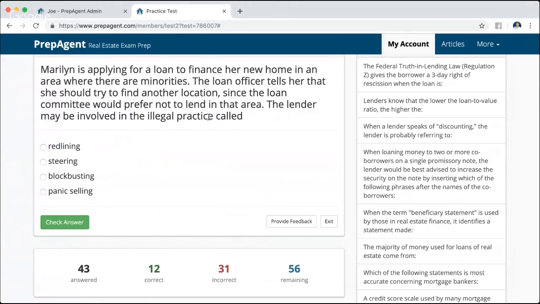Marilyn is applying for a loan to finance her new home in an area where there are minorities. The loan officer tells her that she should try to find another location since the loan committee would prefer not to lend in that area. The lender may be involved in a legal practice called A, redlining, B, steering, C, blockbusting, or D, panic selling.